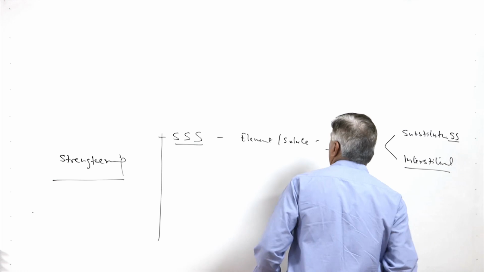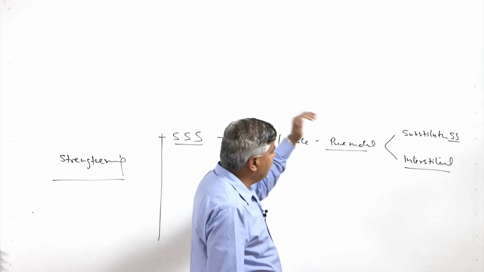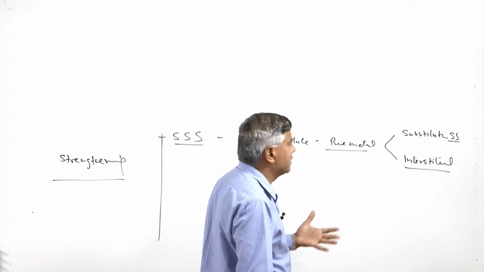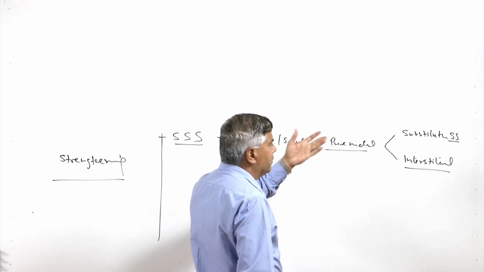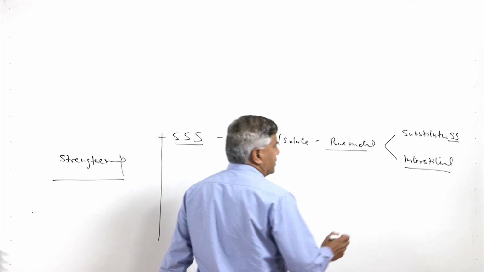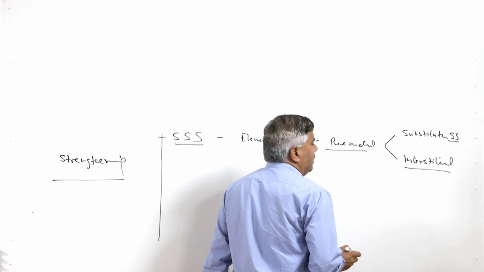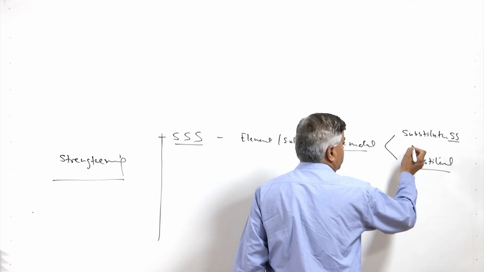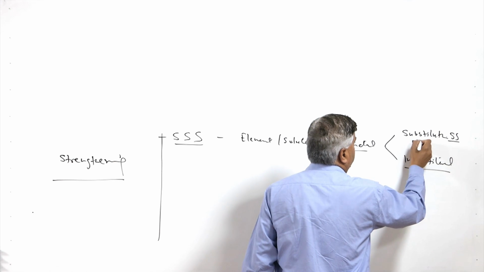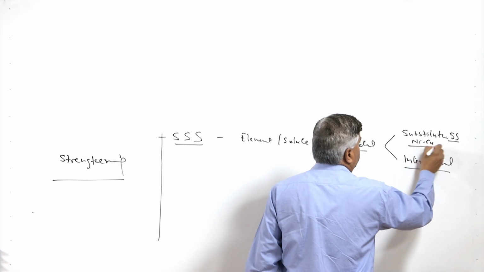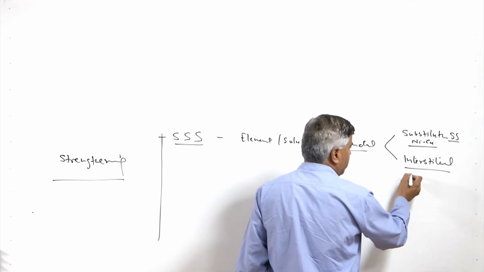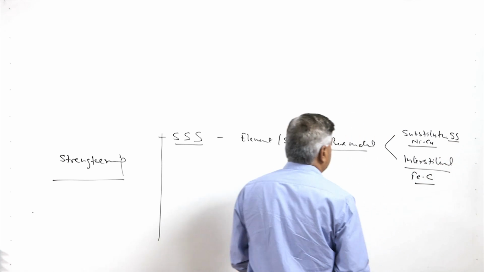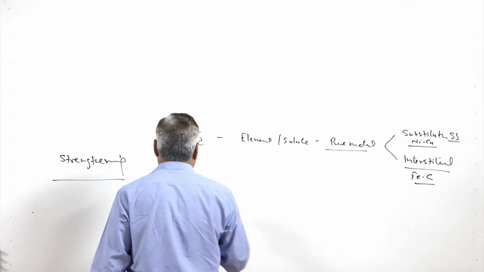So, those elements which form the interstitial solid solution result in a much higher increase in strength and hardness as compared to those which result in a somewhat lesser increase in strength and hardness. Like the nickel copper system is one where substitutional solid solution strengthening happens, and the iron carbon system is where interstitial solid solution strengthening is realized.